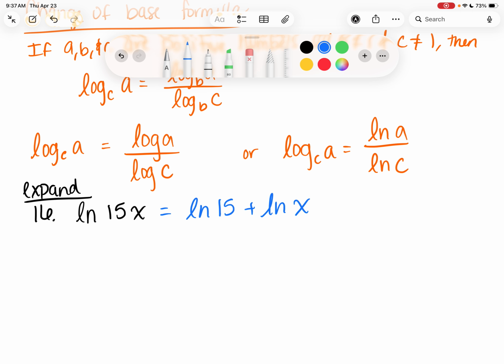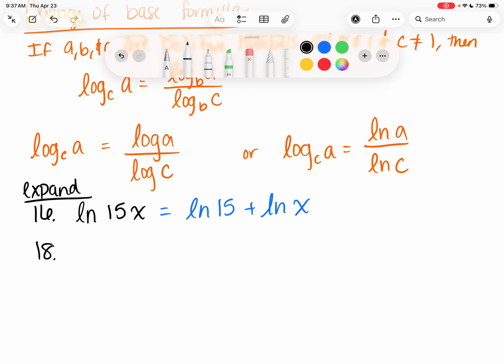Notice when we expand the log, obviously this one's the natural log, but it's getting written multiple times. When we condense and go the other way, which is what we're going to be doing next, you go to one time that it's written. Okay.